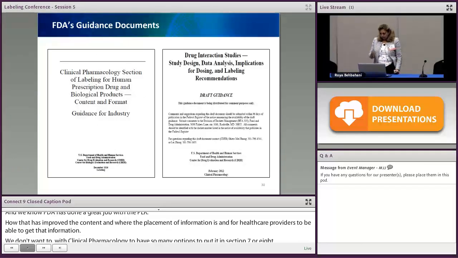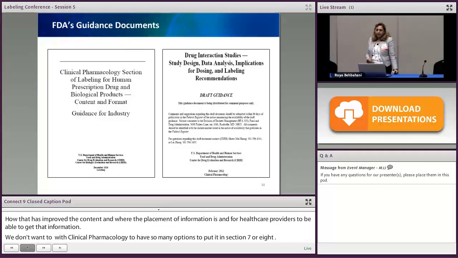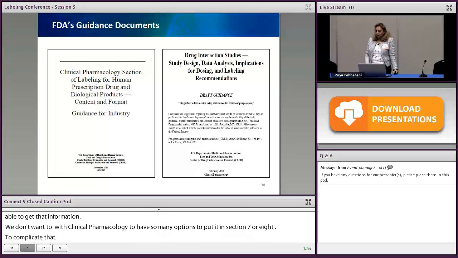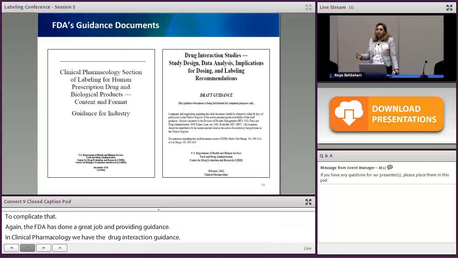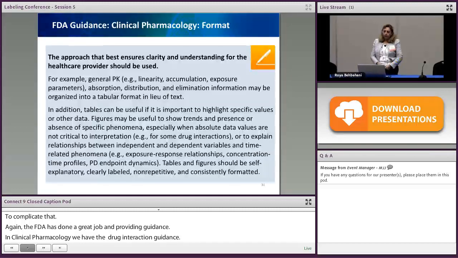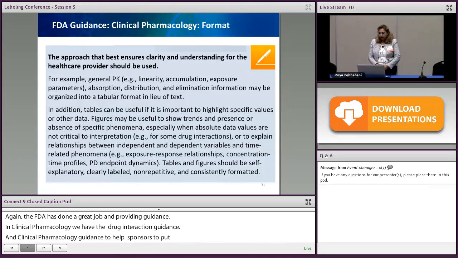And again, we talked about that FDA has done a great job in providing some guidance documents for clinical pharmacology. We have the drug interaction guidance, and we have the clinical pharmacology guidance to help sponsors put the information in the right place, to help the flow of the information for healthcare providers to find the information readily.